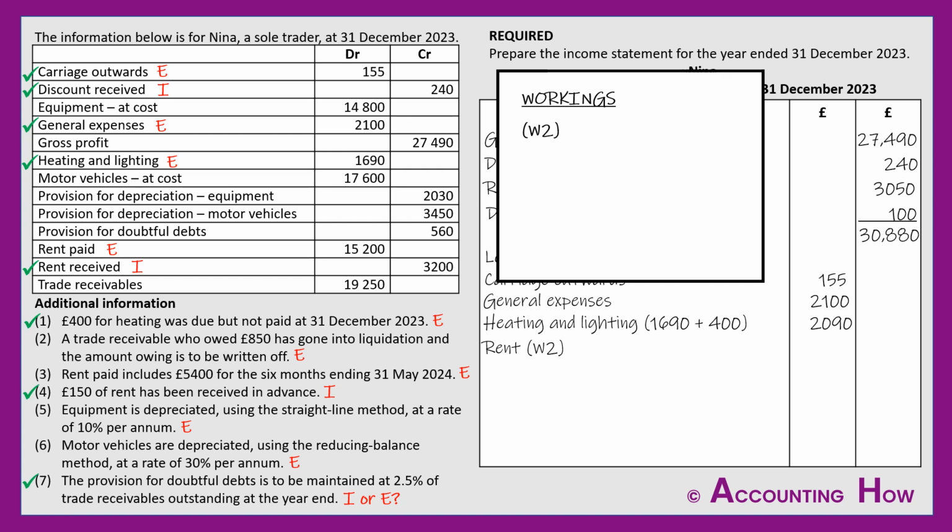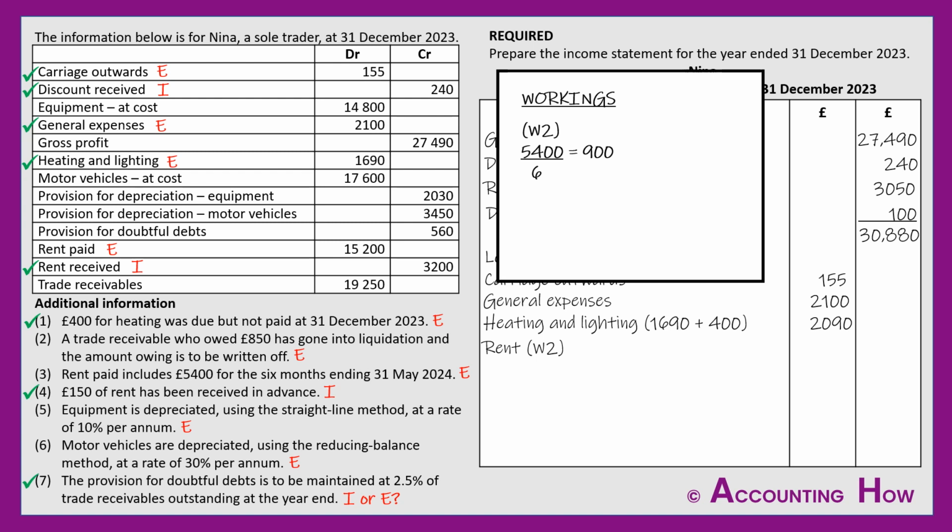So what we've got here is a prepayment. She has prepaid some of her rent for next year. Well, I don't want next year's rent in this year's income statement because that won't get me a true and fair, accurate profit for the year. So the first thing I'm going to do is work out the monthly rent cost. So here come my workings. £5,400. We're told that covers 6 months. So divide by 6 equals 900.